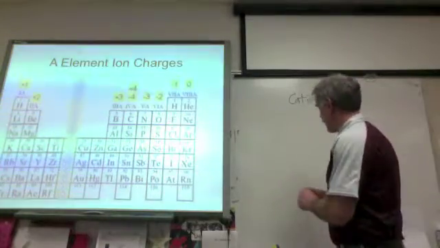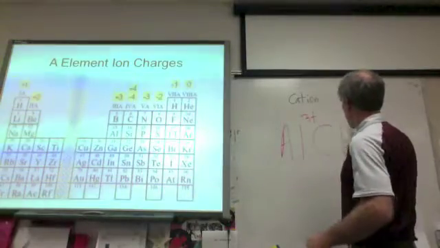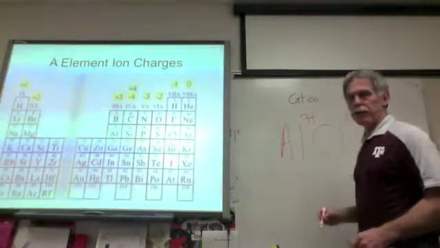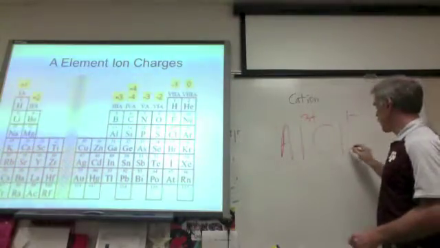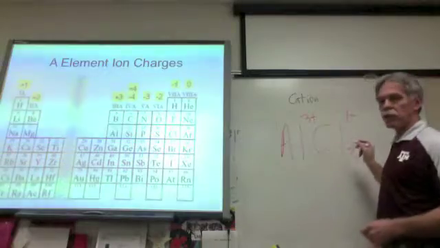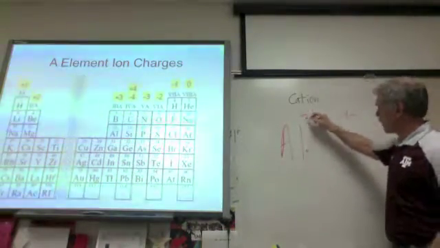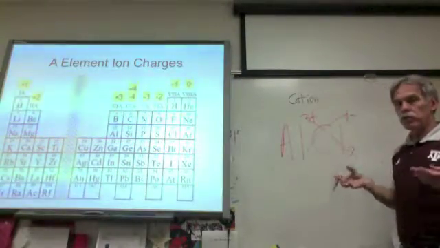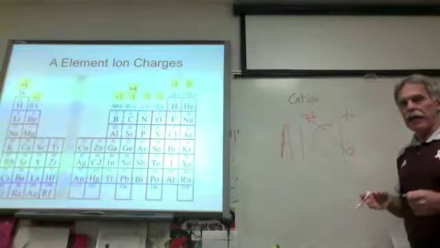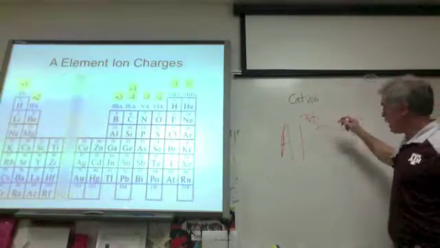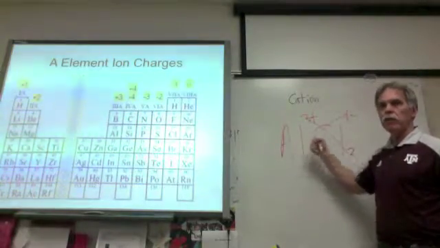So if I had Al with a 3 plus and Cl with a 1 minus, well, I'm going to need 3 1 minuses to neutralize the 3 plus. So that means there's going to be AlCl3. Now, another way we could do this is to take this number here and that number there, and then reduce if you can, and that's called the crisscross method. This is how you write ionic formulas. AlCl3 would be the correct ionic formula, and the name would be aluminum chloride.